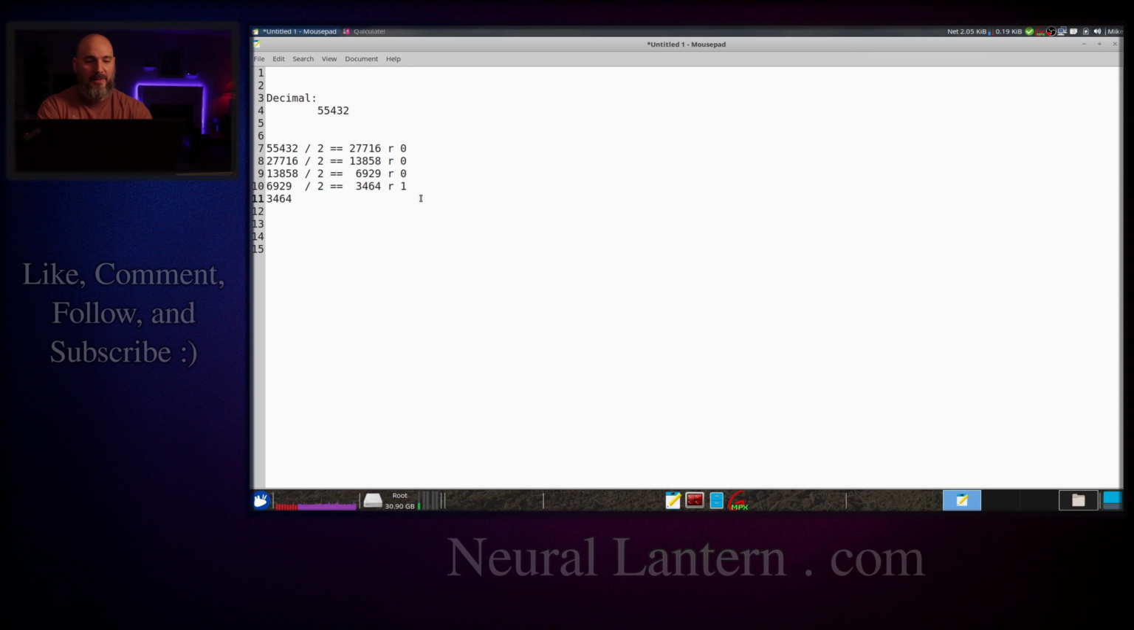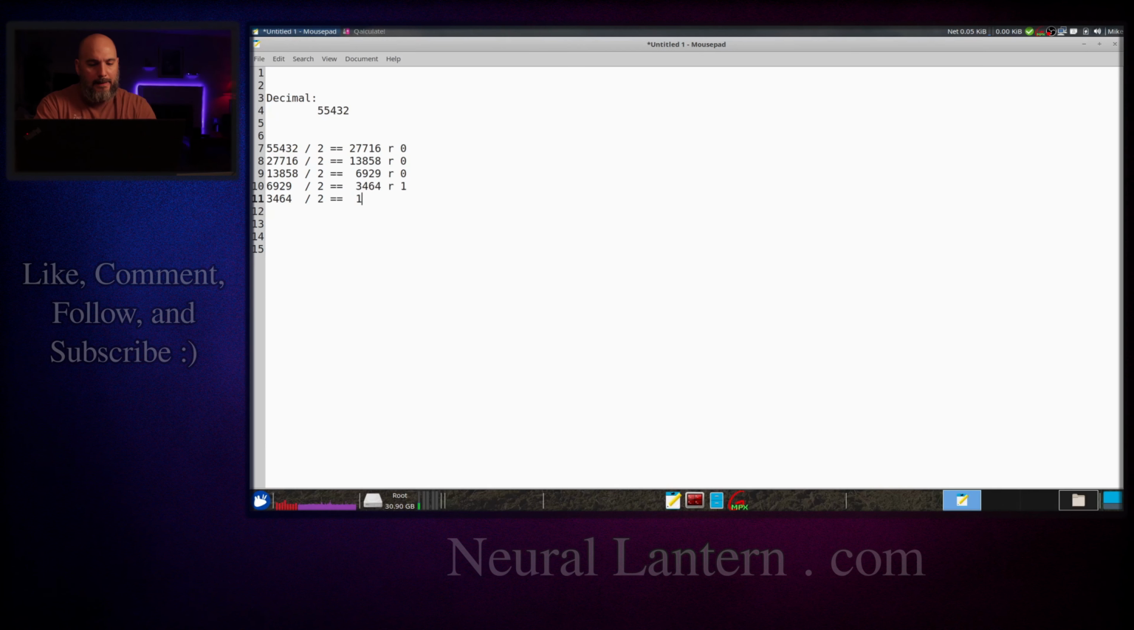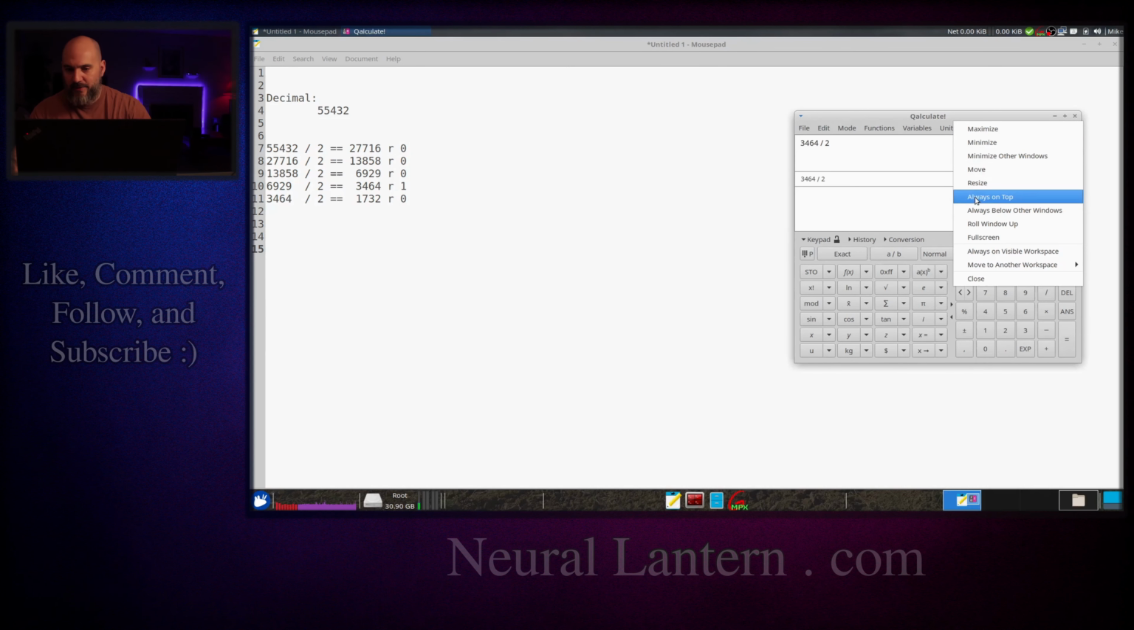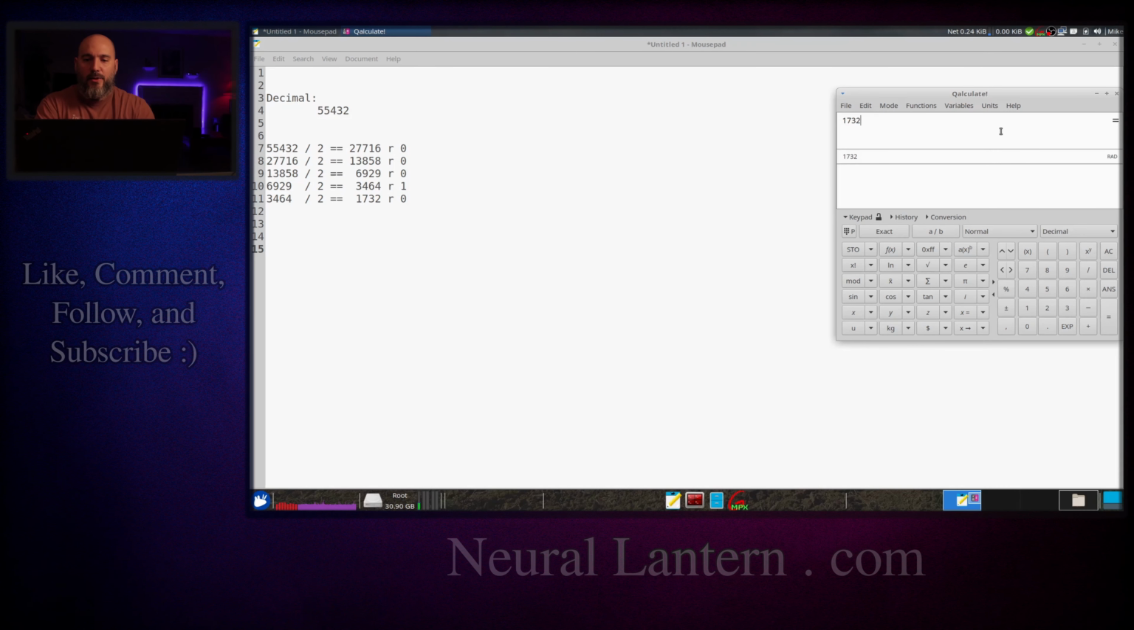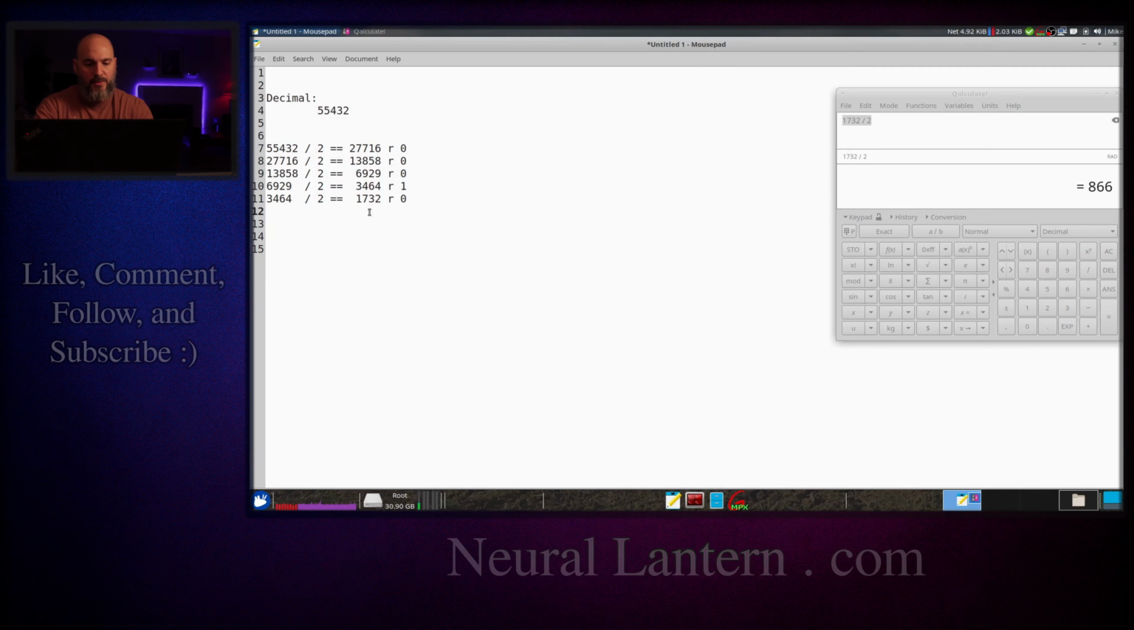Okay, and then copy 3464. Forget about the 1, we're not copying that. We're just copying the actual quotient result. So 3464 divided by 2 is 1732, remainder 0, because it was even in the first place. Oh, there it is. I keep forgetting. Maybe I should pin this to the top so I don't lose it. 1732 divided by 2 equals 866, remainder 0, because it was even.